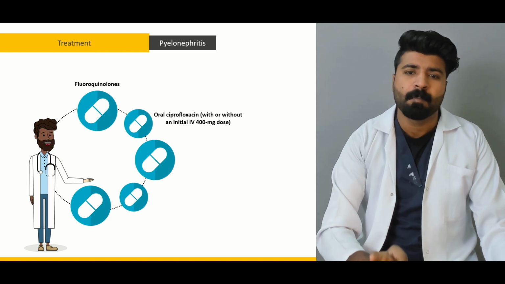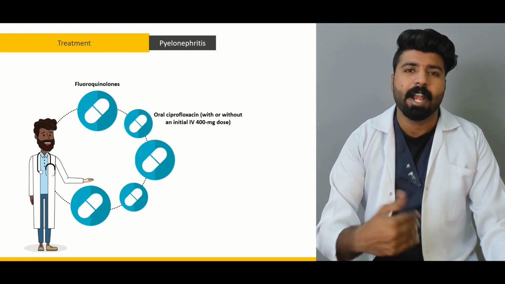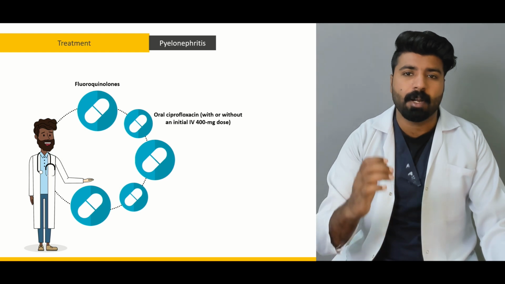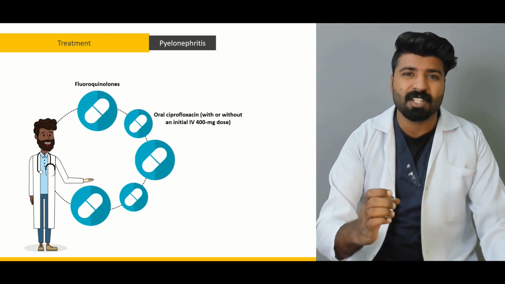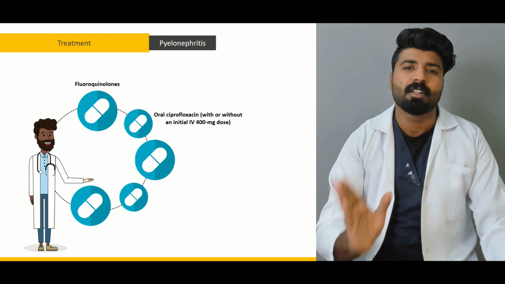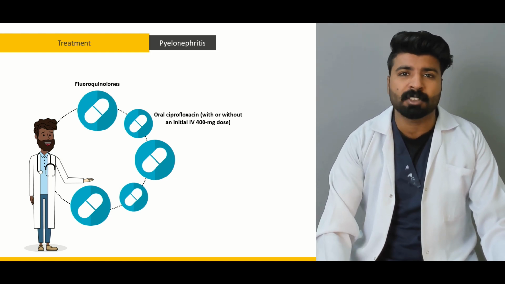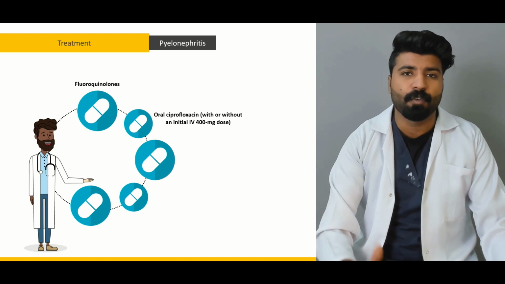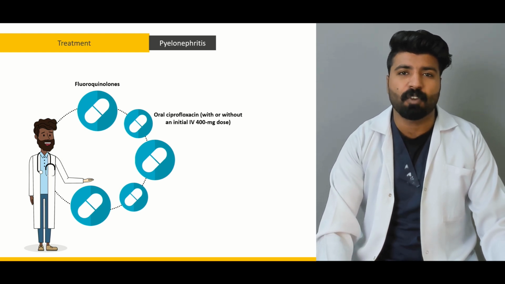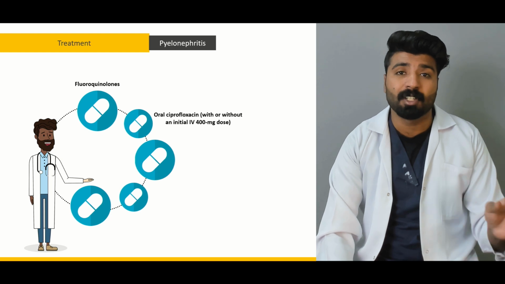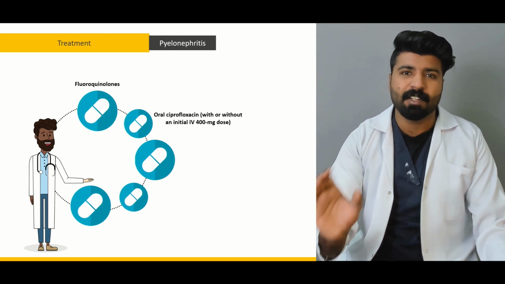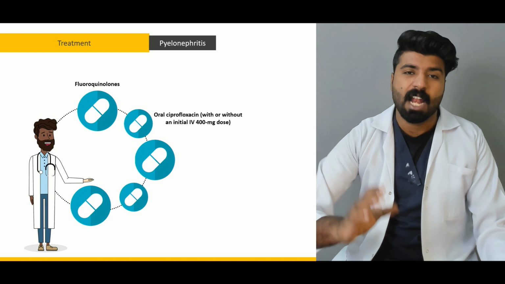If we start with the oral ciprofloxacin, it will take some time to build up its fixed dose inside the body and then start acting. So you start with IV ciprofloxacin 400 milligrams, and then you go for the oral ciprofloxacin, so that until oral ciprofloxacin kicks in, IV ciprofloxacin takes over the charge and treats the infection.